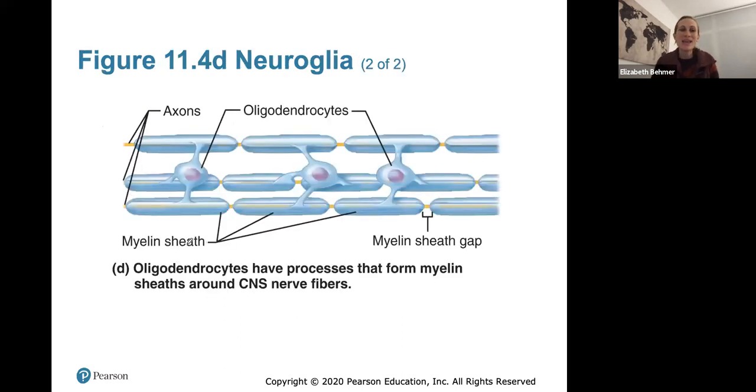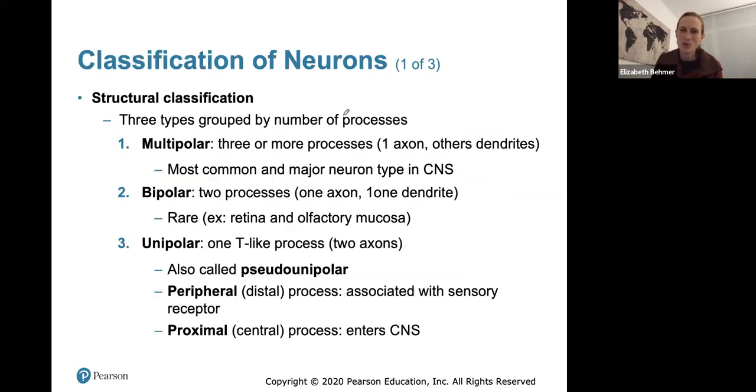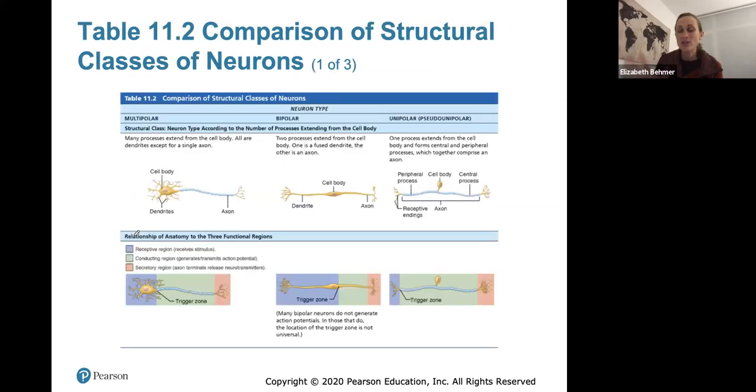So here's a look again at oligodendrocytes. These are what create myelin in your central nervous system, the brain and spinal cord. We have some structural classification of neurons: multipolar, bipolar, and unipolar. I'm just going to go ahead and show you the picture of this. The multipolar refers to the number. Multipolar means many processes, so we have dendrites and an axon. This is what most of the neurons are in the body.